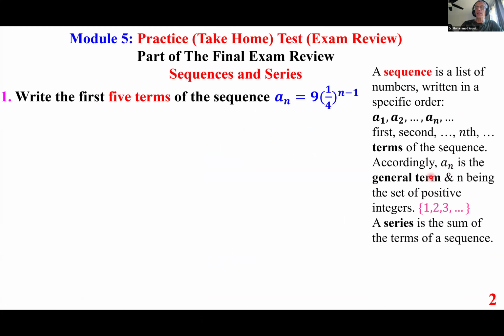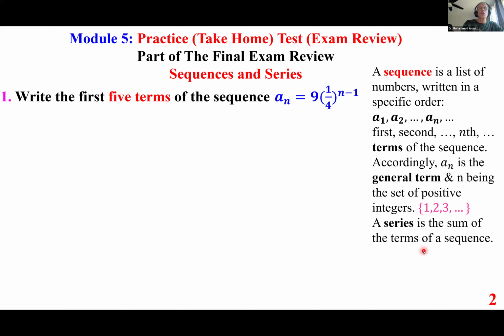Accordingly, a sub n is the general term, and n being the set of positive integers, 1, 2, 3 to infinity, or natural numbers. A series is the sum of the terms of a sequence.